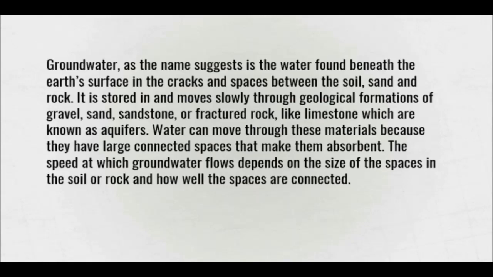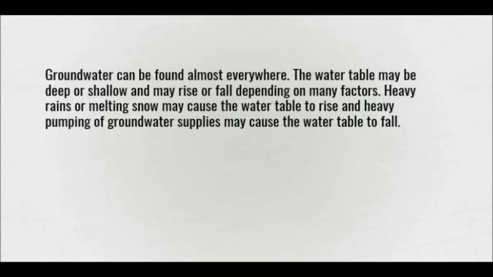The speed at which groundwater flows depends on the size of the spaces in the soil or rock and how well the spaces are connected. Groundwater can be found almost everywhere. The water table may be deep or shallow and may rise or fall depending on many factors. Heavy rains or melting snow may cause the water table to rise, and heavy pumping of groundwater supplies may cause the water table to fall.